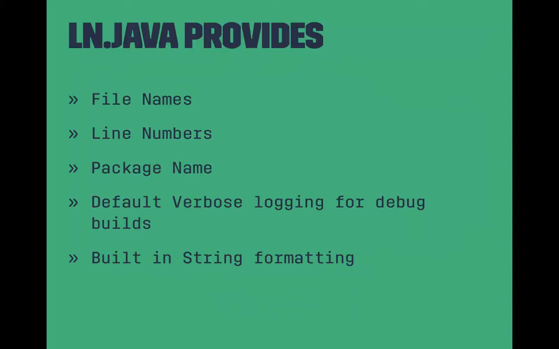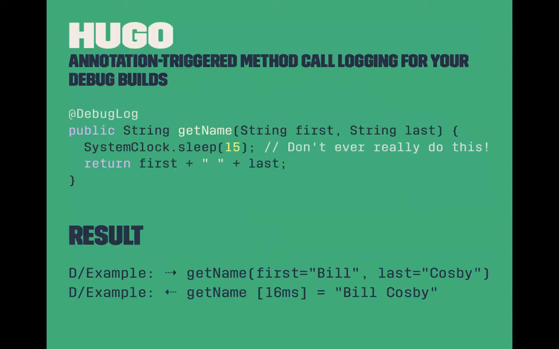And you can get ln.java from either RoboGuice, or you can get it from Android Bootstrap, which I will talk about in a little bit. But the big thing is actually getting yourself to implement better logs that are much more readable and much more useful as a developer. Another thing to help with logging is a library called Hugo.